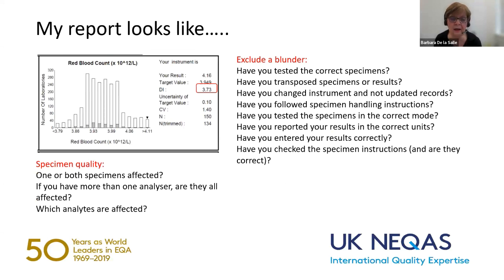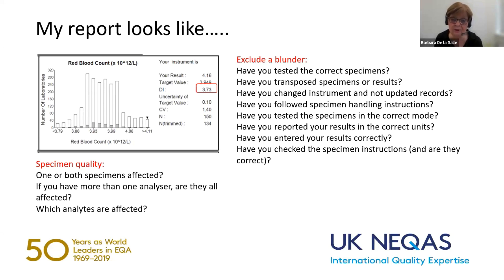So going back to the individual high DI, so your report looks like this. You've got a DI of 3.73, which, going by the ISO standard, is something that you should look at, may indicate a problem. And here is the participant's results. Now, the first thing we always say to all participants is, there are two things you need to ask about. First of all, was the specimen okay? We are happy that we send out good quality specimens. However, we have no control over what happens to them between leaving our door and arriving on your bench.